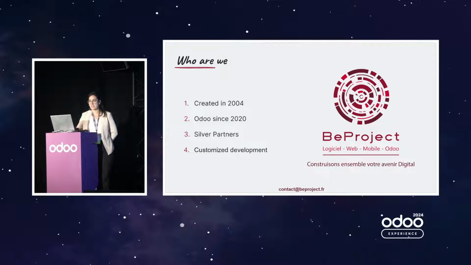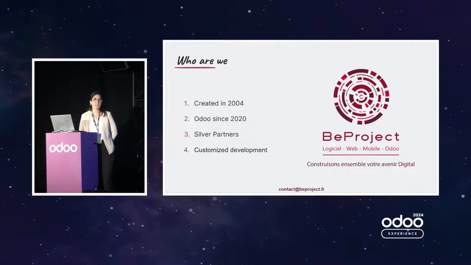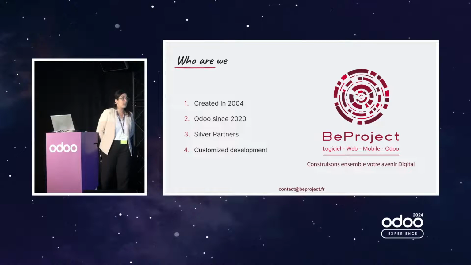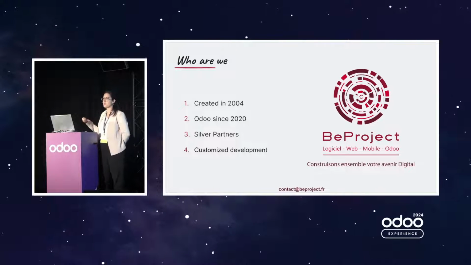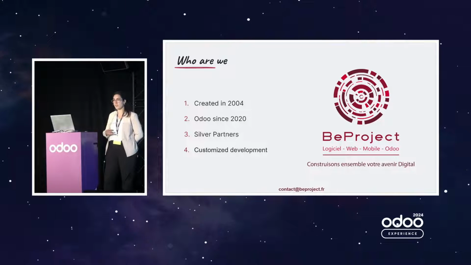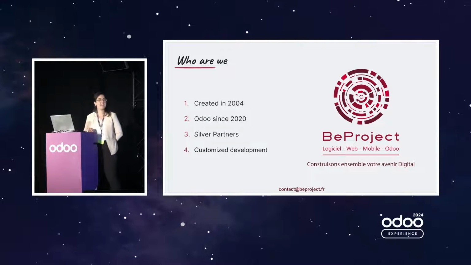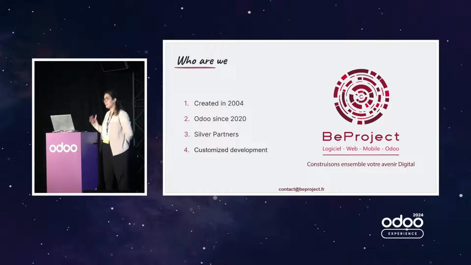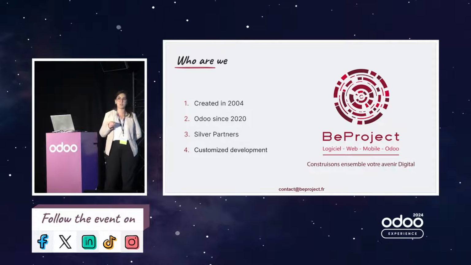First, I'll present B Project, who we are. We are a company that was created in 2004. At the beginning, we started by developing made-to-measure software, such as inventory software, sales software, ERP software, etc. We also have two other services: website services, which is focused on creating websites, such as e-commerce, showcase websites, or web apps. And finally, to complete our range of solutions, we decided to create the Odoo branch in 2020.